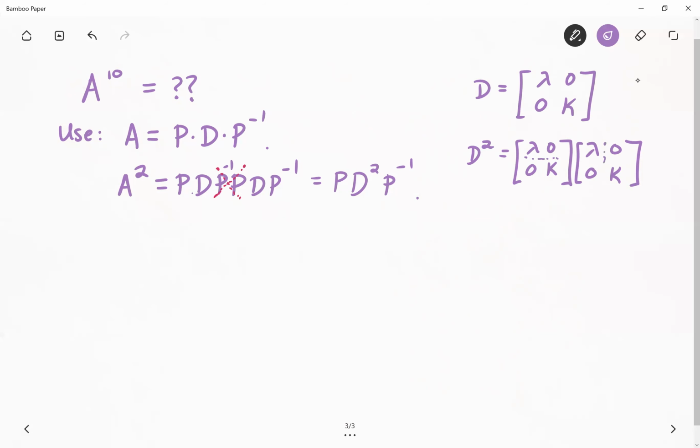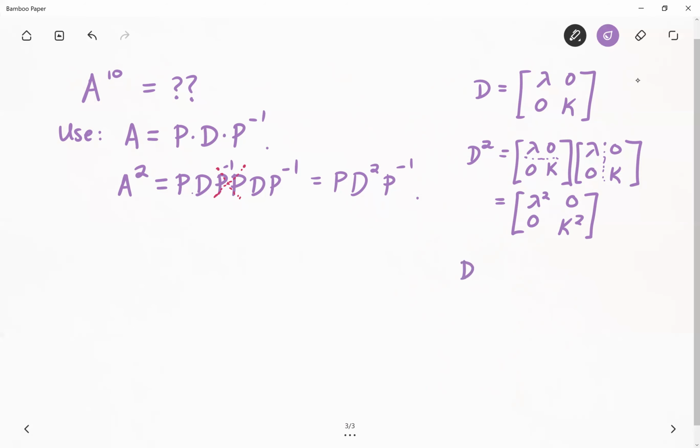And so if we calculate this product, we're going to get lambda squared in the top left. Top right, we've got lambda times 0 plus 0 times kappa, that's 0. Bottom left, 0 times lambda plus kappa times 0, it's another 0, and a kappa squared. And squaring a diagonal matrix isn't too bad.